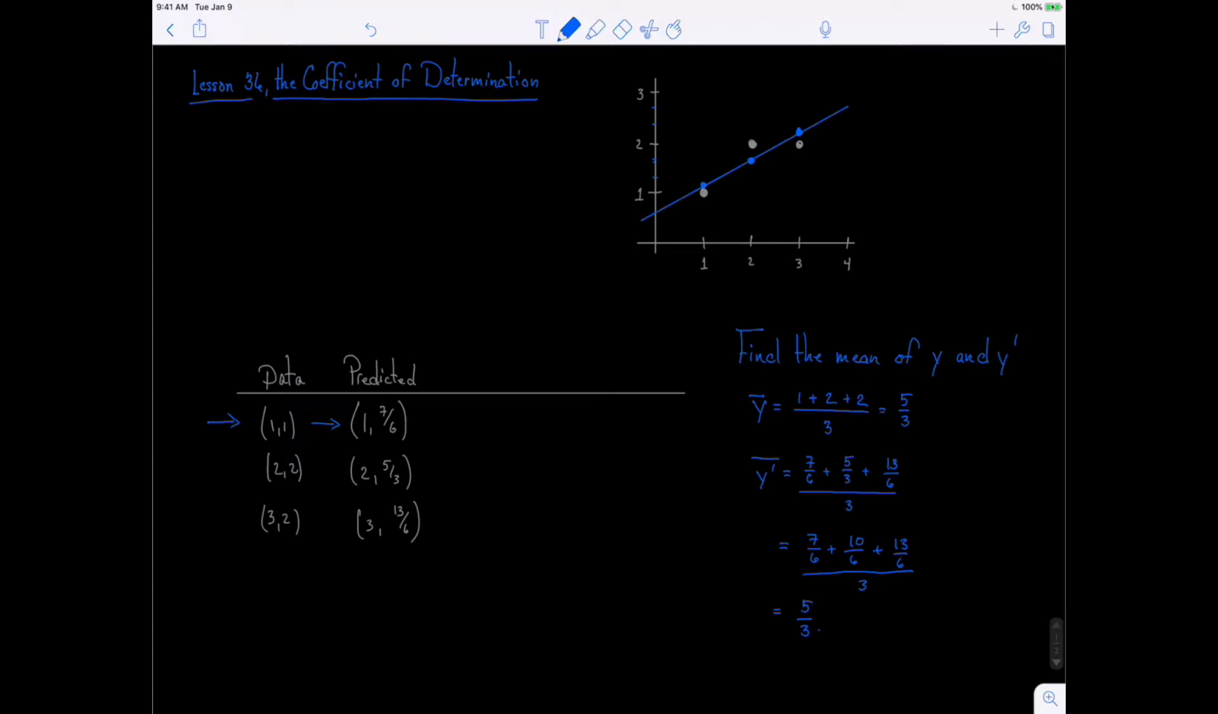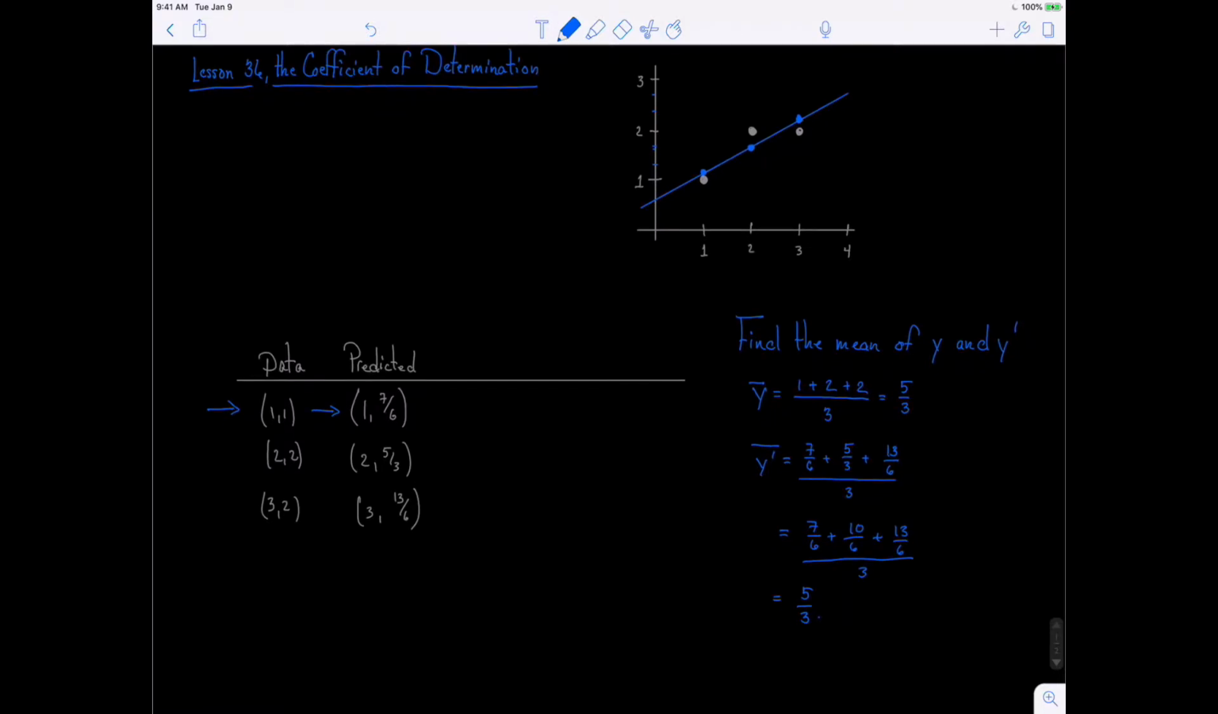And notice this, the point of this is that whenever you're finding the mean, you can find either the mean of the y's or you can find the mean of the y primes because they're always going to be the same. All right, so in general, we just normally would find the mean of the y's.